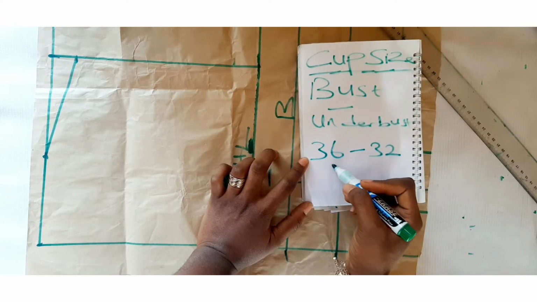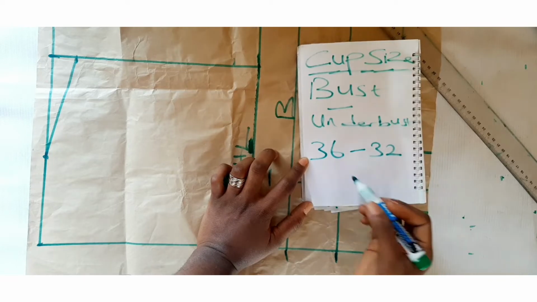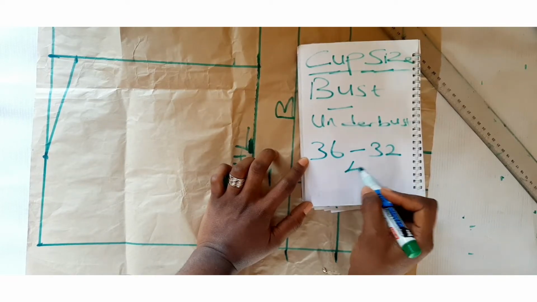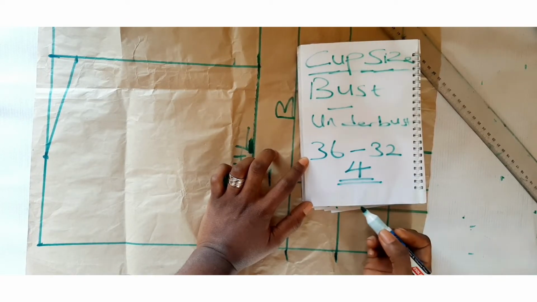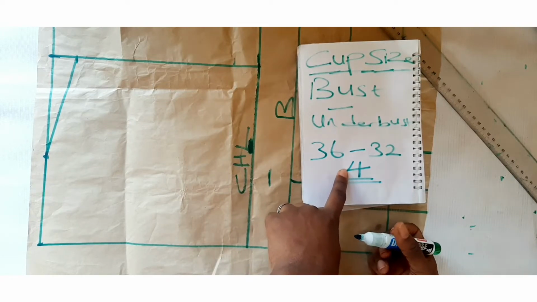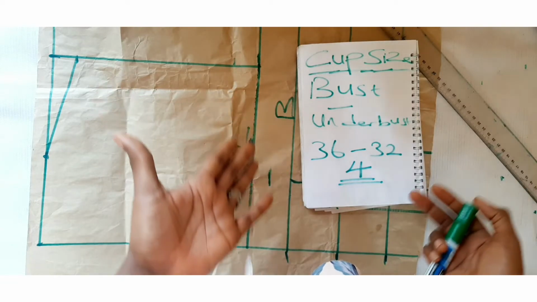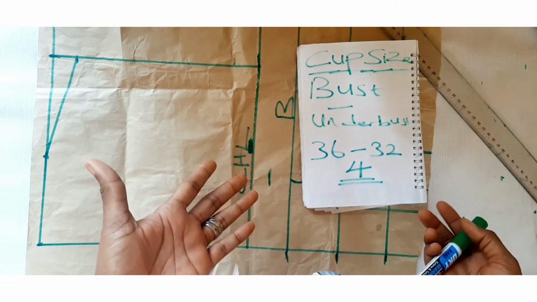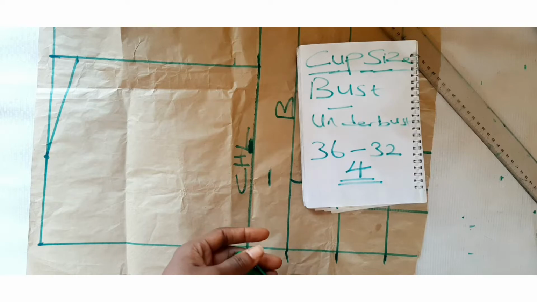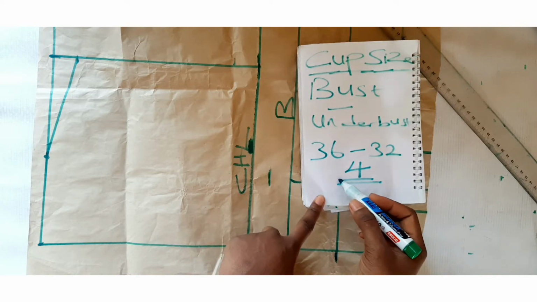So if I take away this 36 from 32, it's going to give me 4. This is my cup size. So when you get to the market, they have size 1, size 2, size 3, size 4, size 5. So when you get to the market, you ask for size 4.